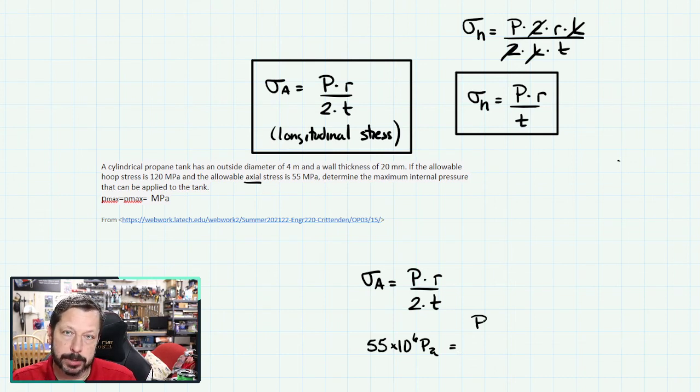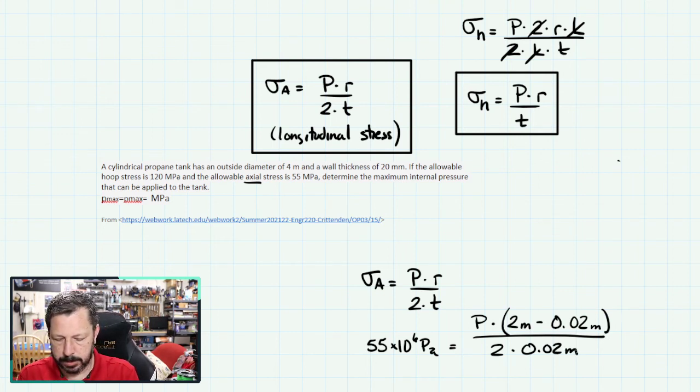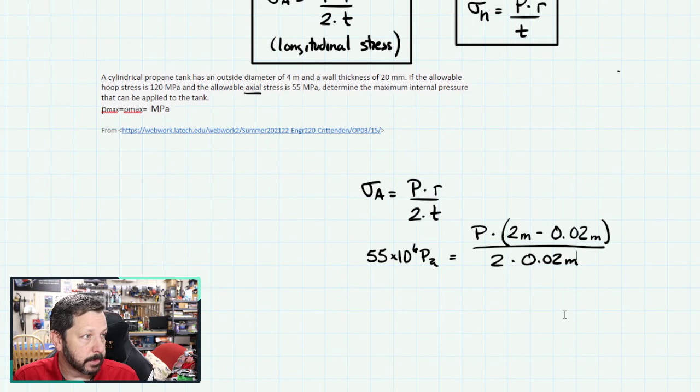P is what we want to know: how much pressure can we have in here and not exceed this allowance. R, again, we know the outer radius is 2 meters. But technically you're supposed to subtract off the wall thickness. Again, these numbers are such that subtracting off that wall thickness really doesn't matter, but just to be completely accurate, we're going to do that. So we're going to subtract off 0.02 meters. And then we're going to divide by 2 times our wall thickness, 0.02 meters. I'm just converting the millimeters over to meters so that I have all the same units, so that when I solve this, I'll end up with pascals for my pressure.